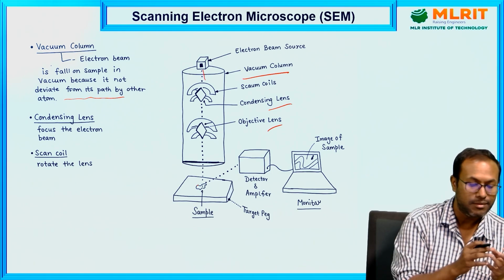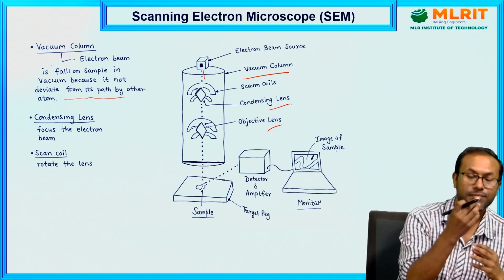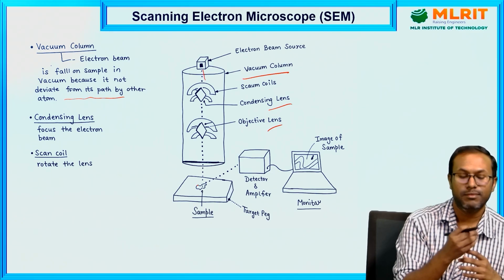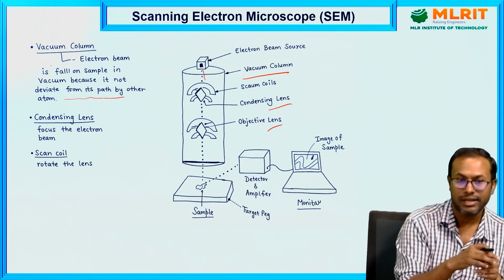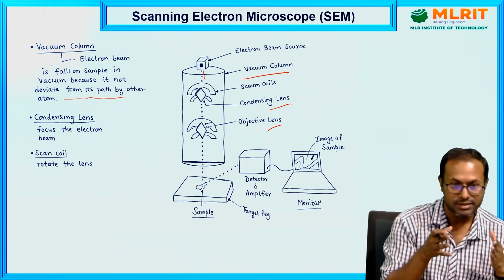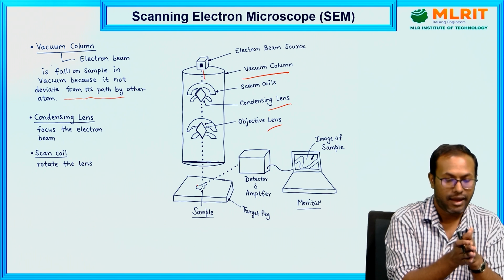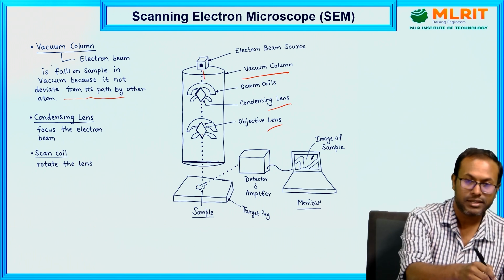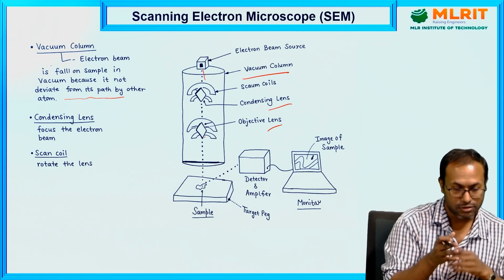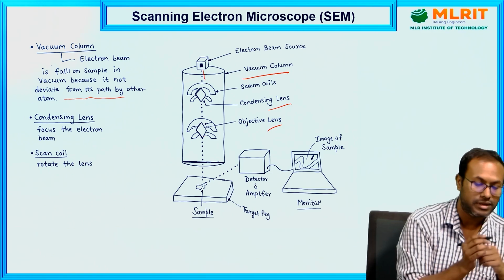So this is basically the purpose of using the condensing lens and objective lens: focusing the incident or primary electron beams that are coming. They will be focused by these two lenses. The condensing lens basically condenses the electron beams, okay, and they travel towards the objective lens. The objective lens also focuses on the object, that's why it is called the objective lens.